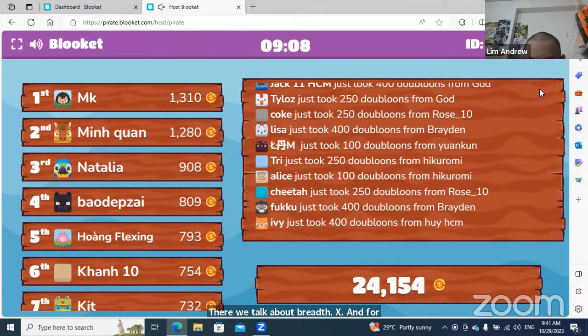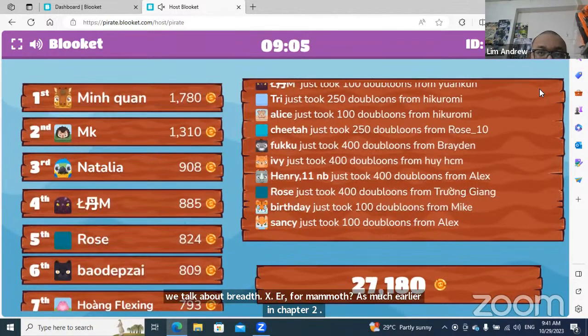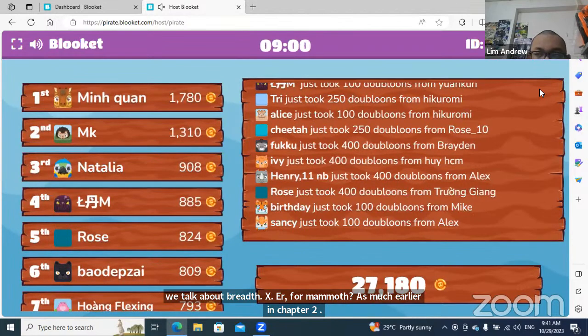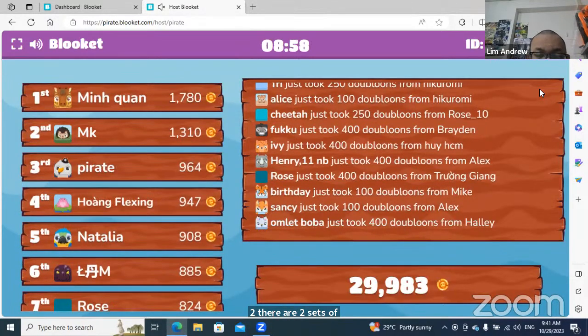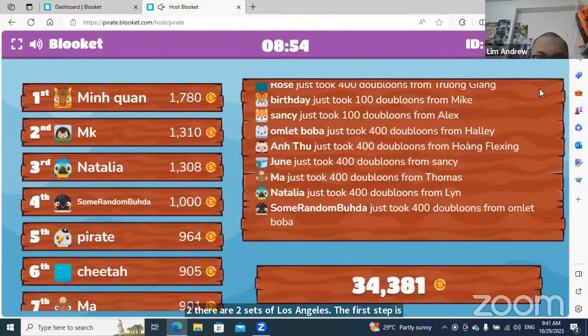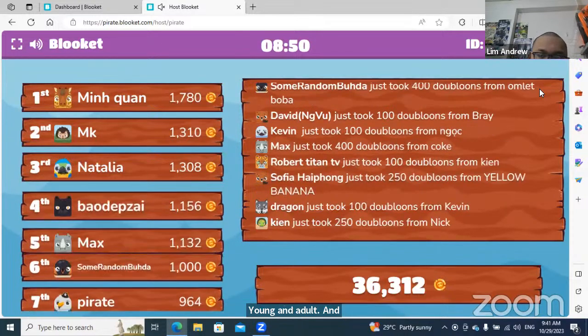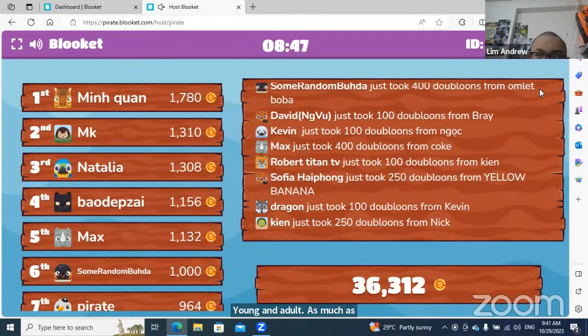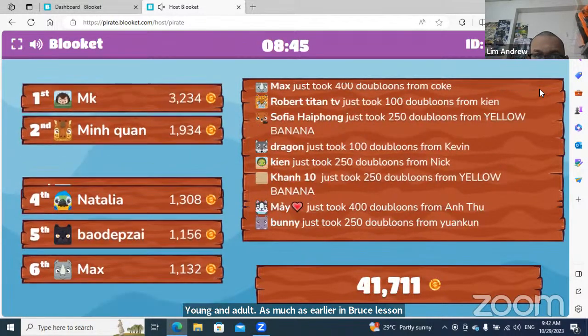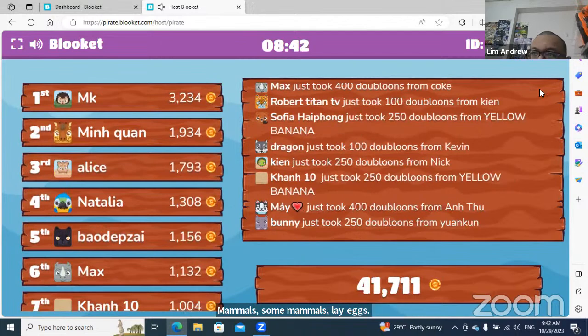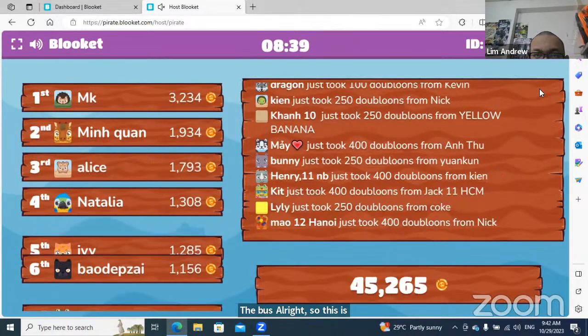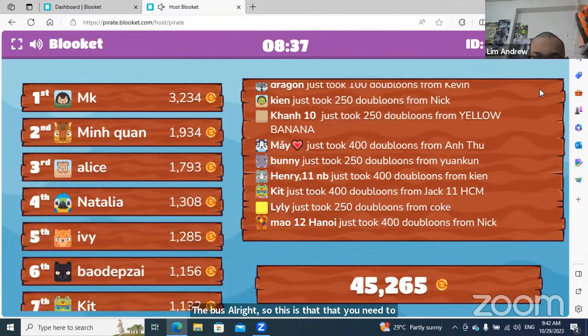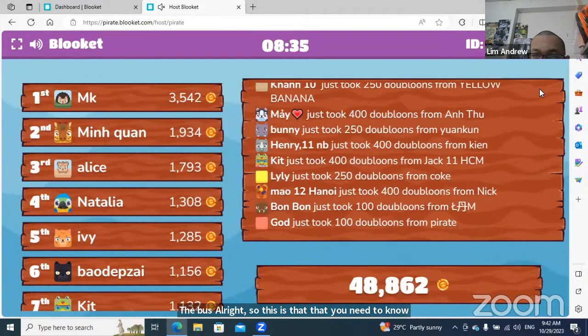For mammals, as mentioned earlier in chapter 2, week 2, there are 2 sets of life cycles. The first set is baby, young, and adult. The second set is egg, young, and adult. As mentioned in the previous lesson, some mammals lay eggs like the platypus. All right, so these are the cycles that you need to know while learning this chapter on life cycle.